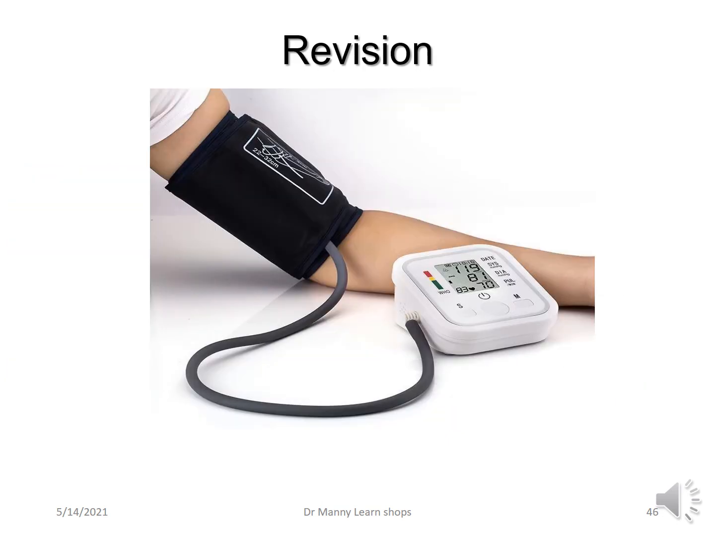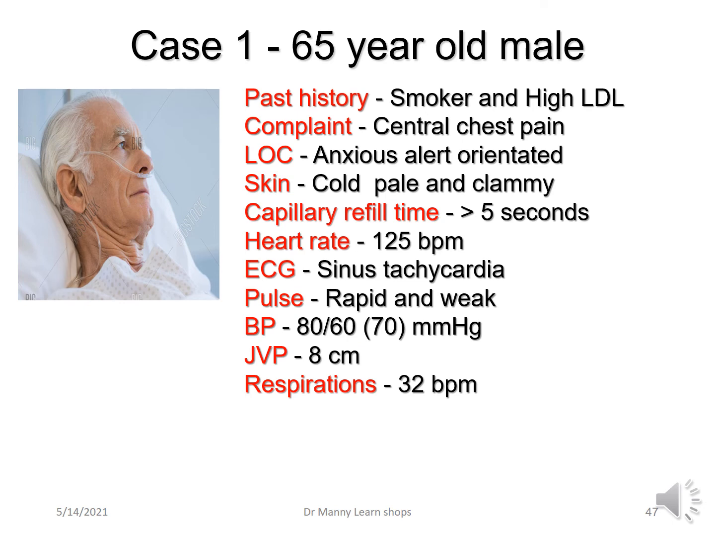So look, let's do some revision. You've got a 65-year-old male with a past history of being a smoker and having high low-density lipoprotein cholesterol. He complains of central chest pain. He's anxious and alert, but orientated. He's got cold, pale, clammy skin. His capillary refill time is more than 5 seconds. Heart rate, 125 beats per minute, and he's in sinus tachycardia. His pulse is rapid and weak, and he's hypotensive with a blood pressure of 80 on 60. His JVP is elevated at 8 centimetres, and his respiratory rate is tachypneic at 32 breaths per minute.